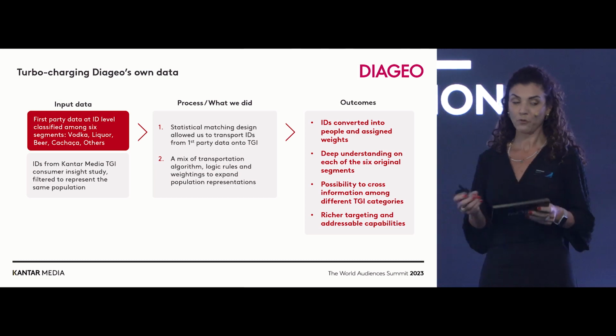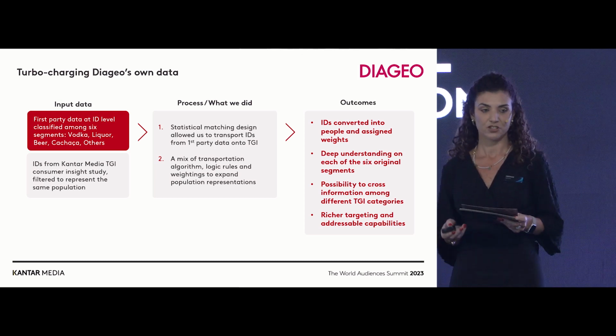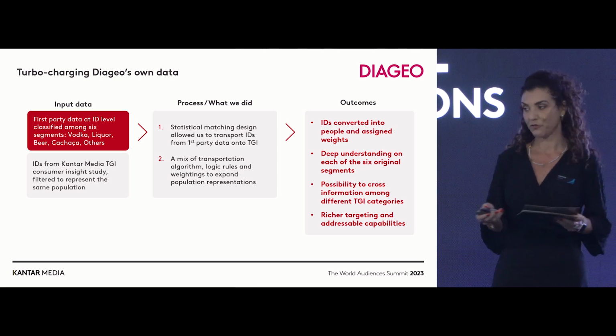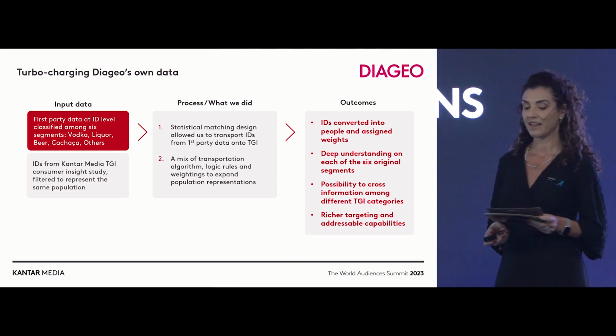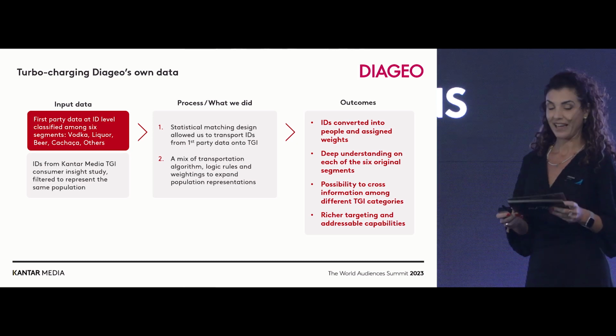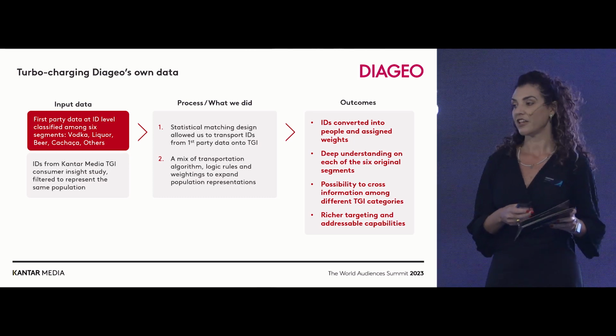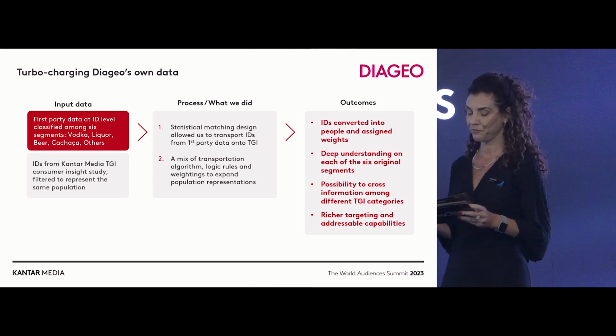So on one hand, I had Diageo's ID, having, as I said, just gender and buying information. On the other hand, we had the Kantar Media TGI study. So we had to create a mathematical transport to get Diageo's ID into the TGI data set.